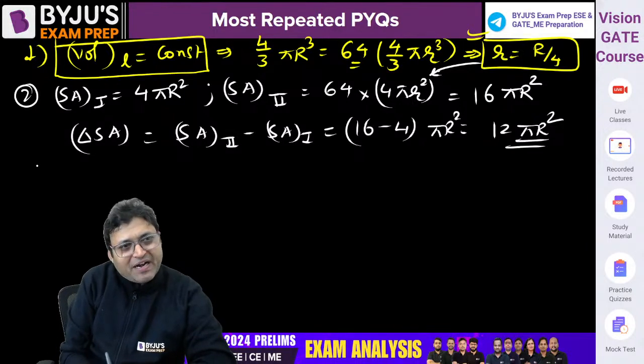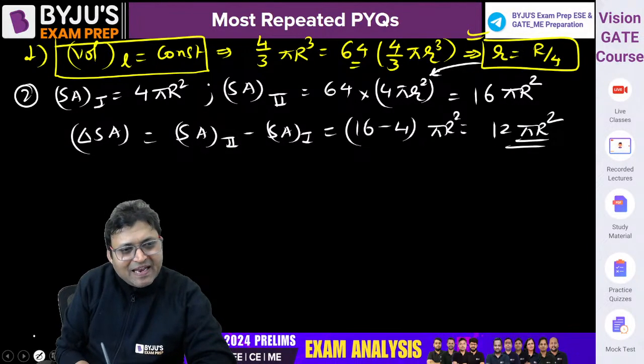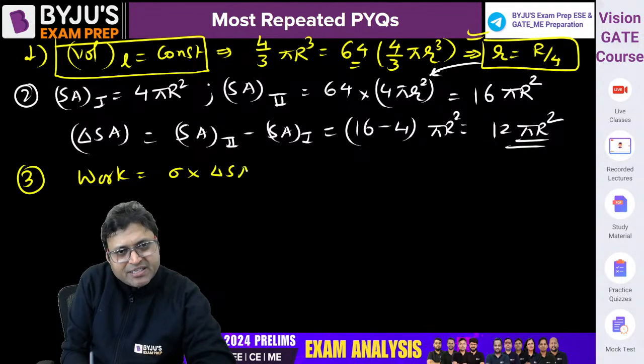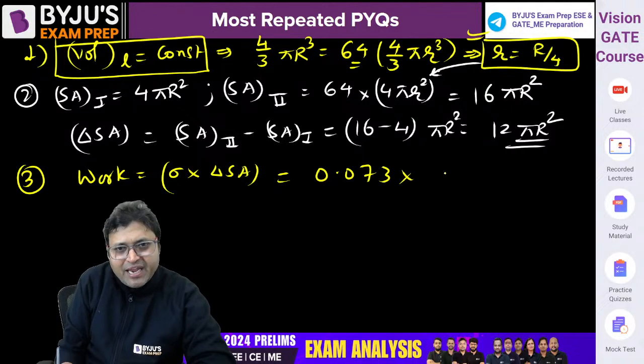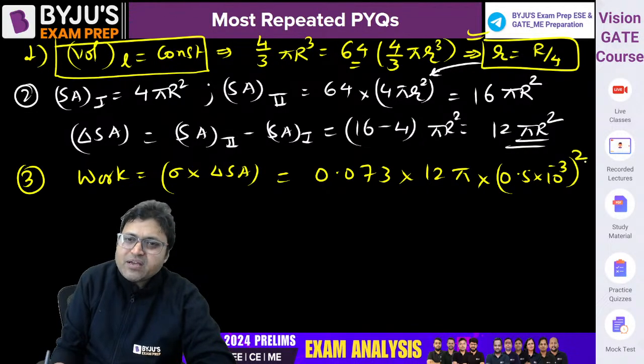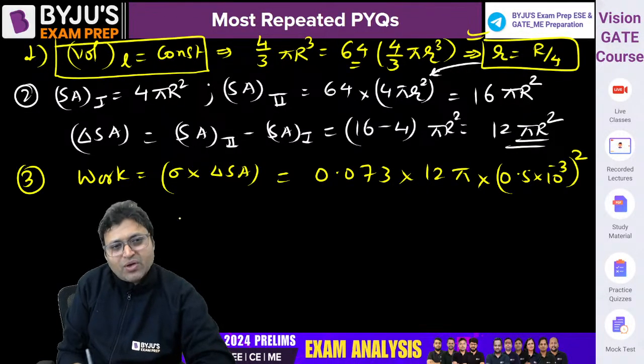And once you find the change in surface area, the last step is to find the work required, which is equal to sigma into change in surface area. Now do the calculation: 0.073 into 12 pi into R square. R is 0.5 into 10 to the power minus 3, whole square. So do the calculation, you will get the answer.